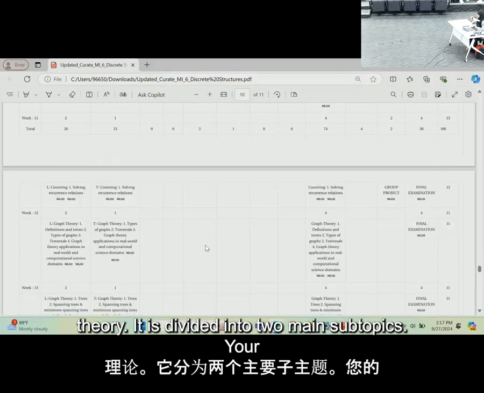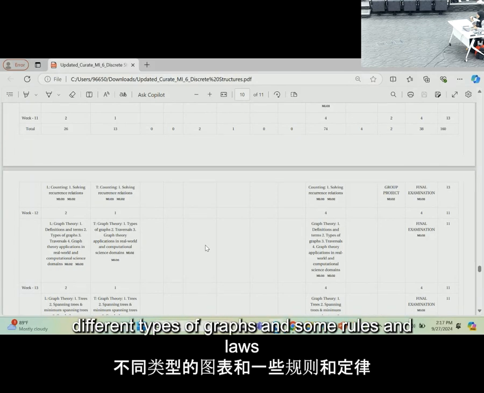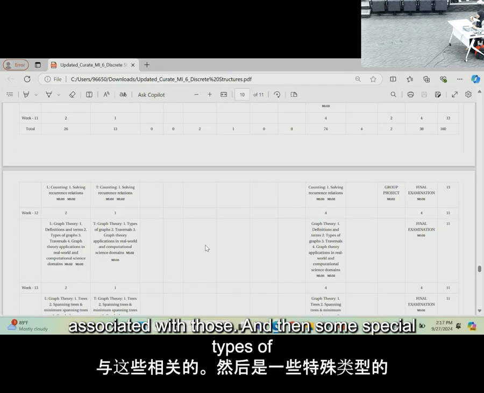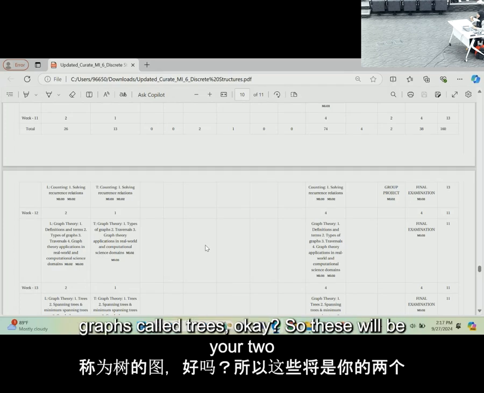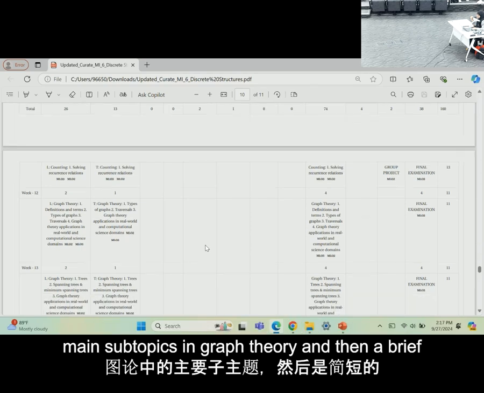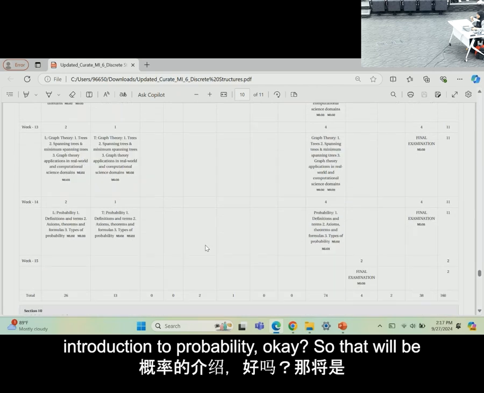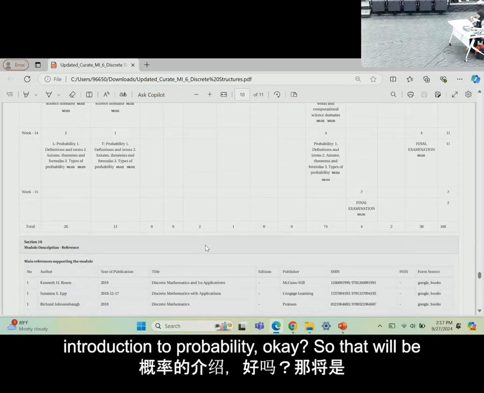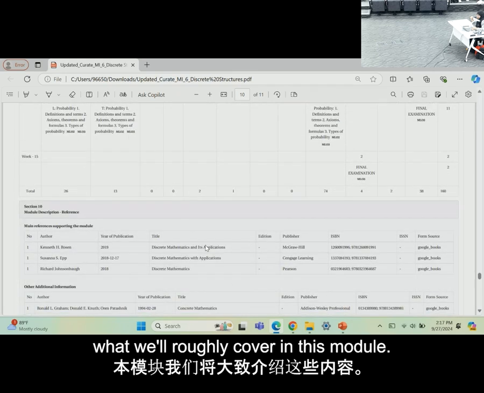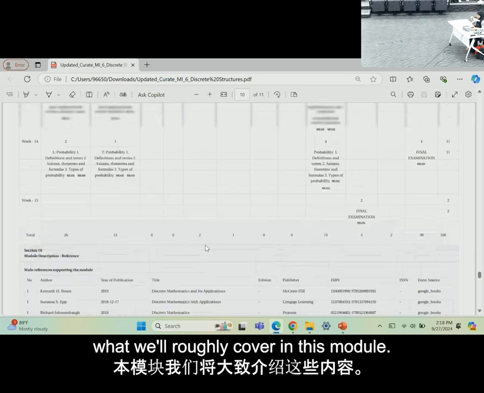It is divided into 2 main subtopics: different types of graphs and some rules and laws associated with those, and then some special types of graphs called trees. Okay, so these will be your 2 main subtopics in graph theory, and then a brief introduction to probability. So that is roughly what we'll cover in this module.